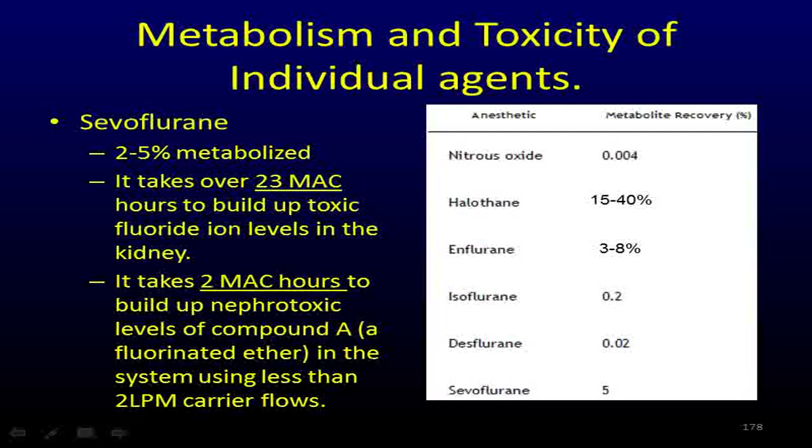Does the introduction of nitrous have anything to do with these MAC hours? No, because nitrous doesn't cause compound A formation. Does that make sense? Think that nitrous could be a distractor on the test when calculating sevoflurane and compound A? Yes. Probably.